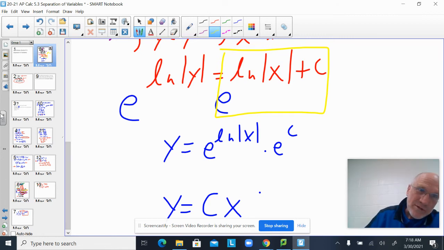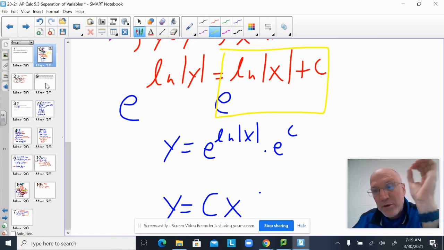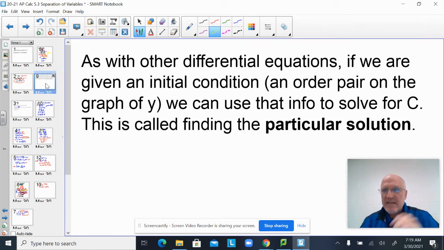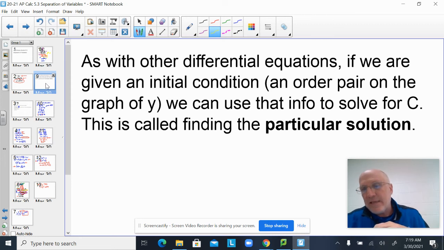And then the last thing I want to show you is what about finding a particular solution? So this is not a new concept. We've done this before. It says, as with other differential equations, if we are given an initial condition, which just means an ordered pair on the graph of the original function y, we can use that information to solve for c. And this is called finding the particular solution. So same thing we did, but we're going to be able to find c.